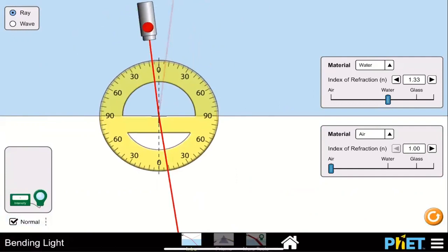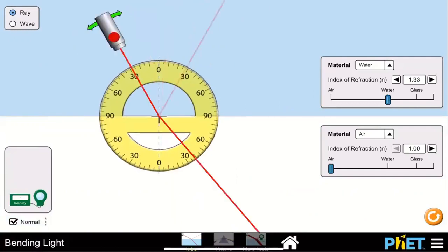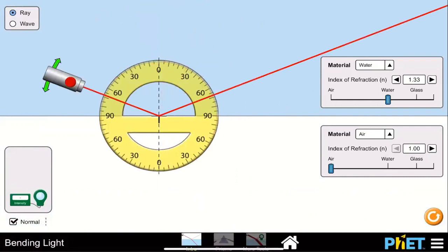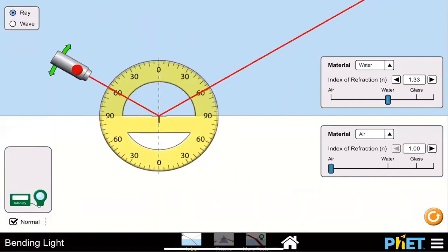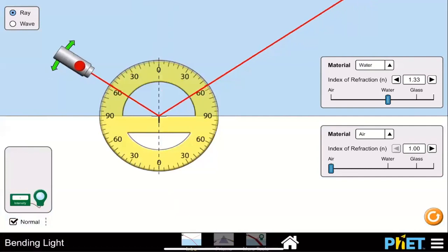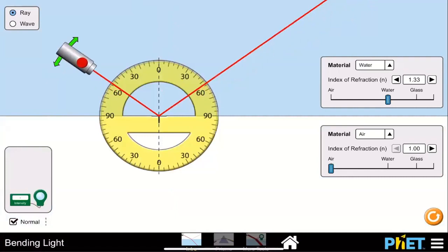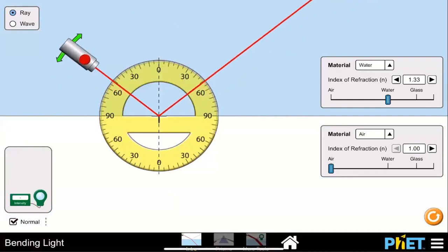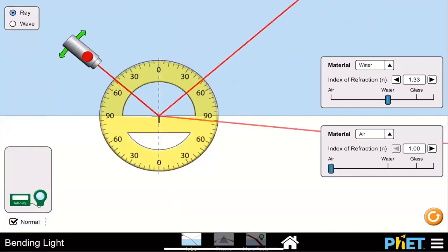The use of a protractor can identify the angle between the incident ray and the normal line, and the angle of reflection or refraction and the normal line. As you can see here, we are looking at the angle where we are able to start the refraction. At this point, we have total internal reflection.